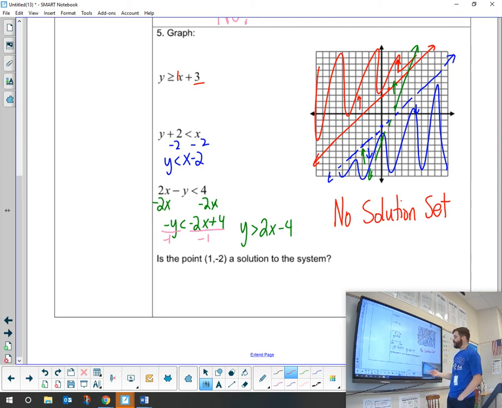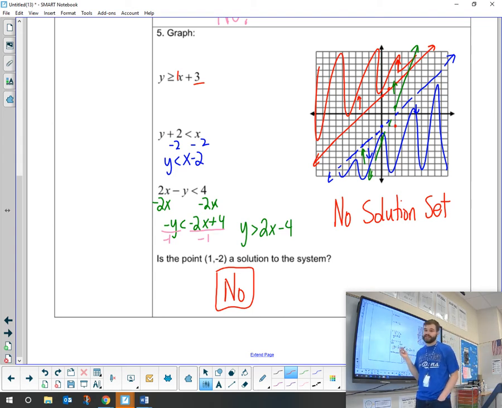And so is 1, negative 2 a solution? 1, negative 2 right there? No. And it couldn't be. Okay? Because it has to fall into the actual solution set, and there is none here.